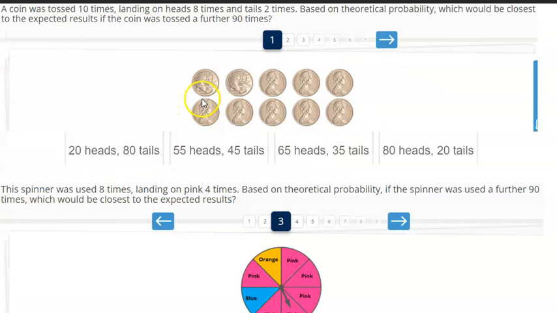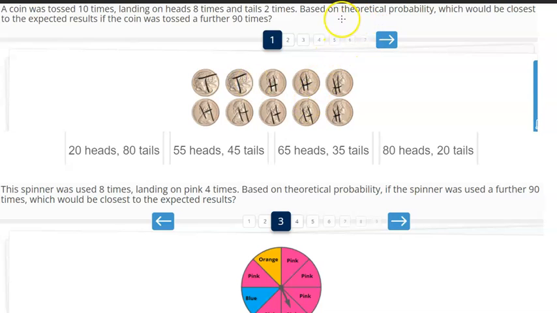Okay, so the first one here: a coin was tossed 10 times, landing on heads 8 times. So we have heads 8 times, and I'll just put an H there just to make it clear for you guys. And then obviously the other 2 times was tails.